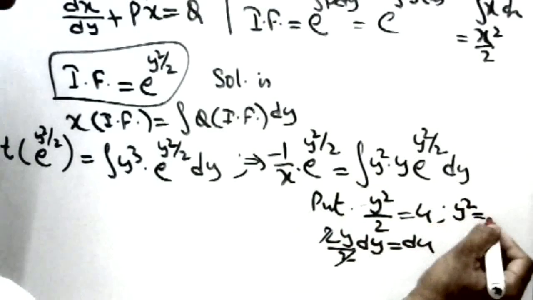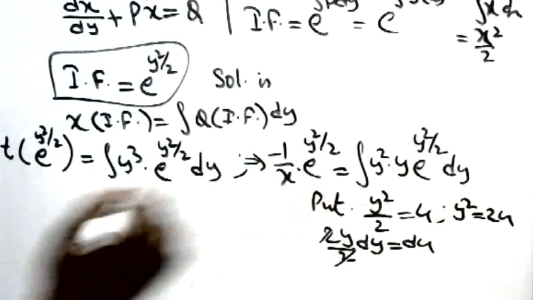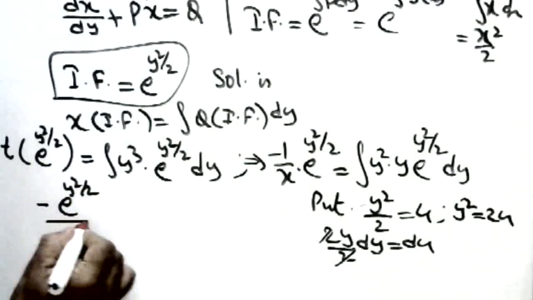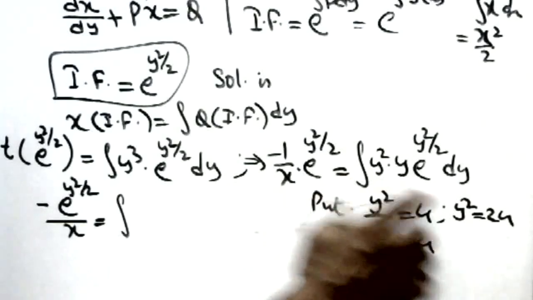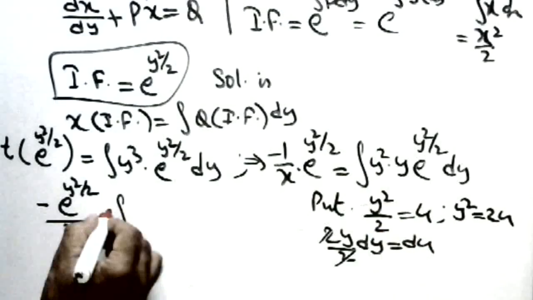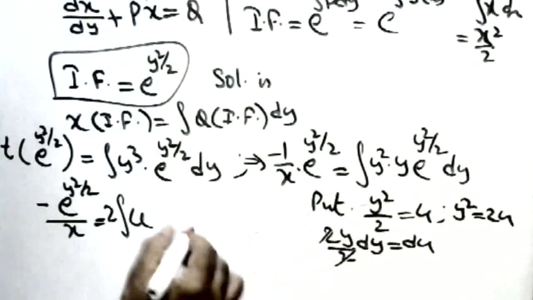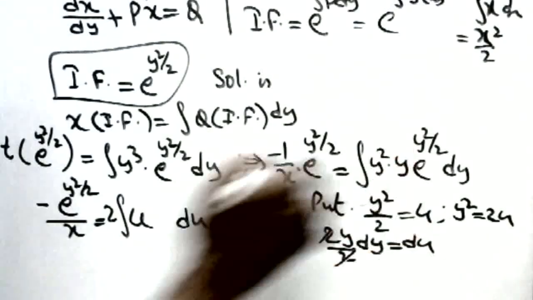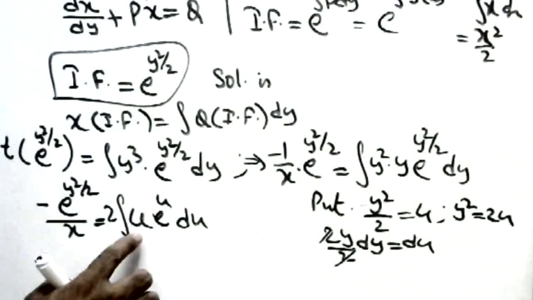In place of y square, we can write 2u. Now change here. This you write as it is, minus e to the power of y square by 2 by x equals integration of y square, which is 2u. Write 2 outside, u here. Now y dy is du. What is left here is e to the power of y square by 2, which is u.